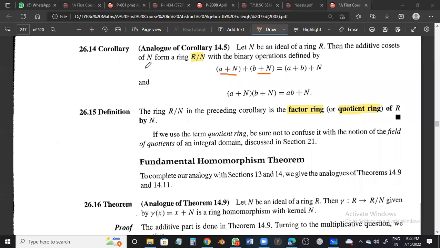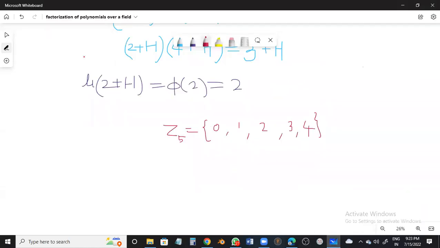Should I repeat? Yes, okay, I would like to repeat it. R is a ring, okay. N is an ideal of R, okay. You take all kinds of cosets of N. What is meant by cosets of N? You can check here. This we have already dealt with.